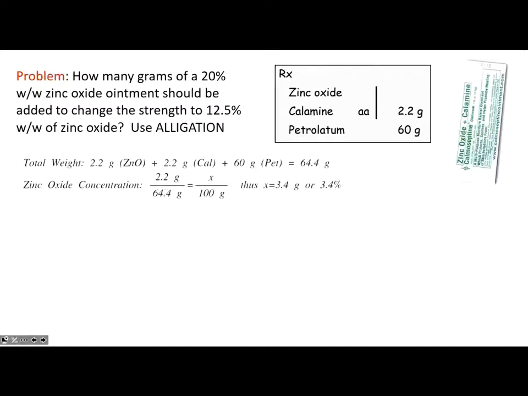But what would the concentration of zinc oxide be? Well, it would be 2.2 grams over 64.4. Okay, so is everyone okay with this? That is the concentration of zinc oxide in our product.